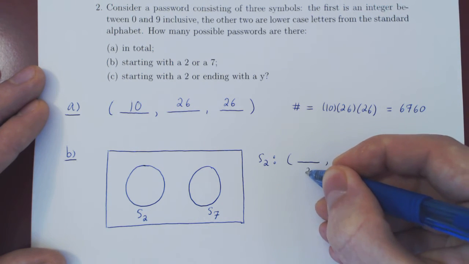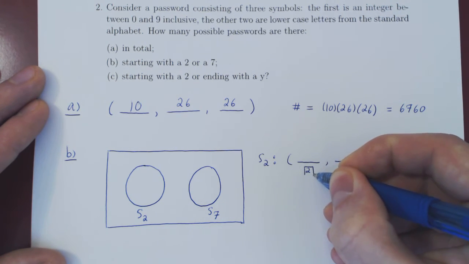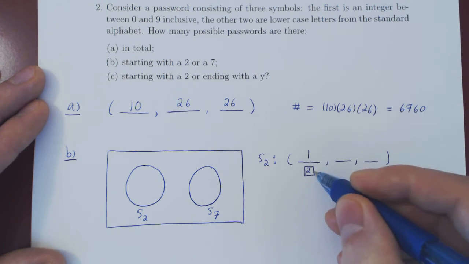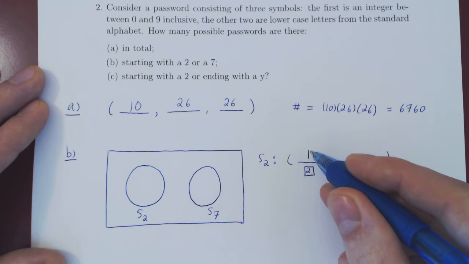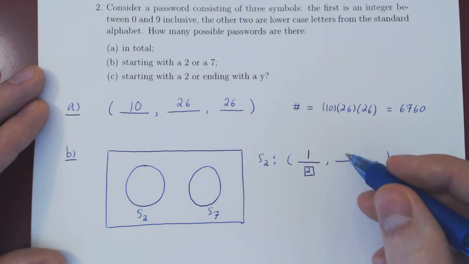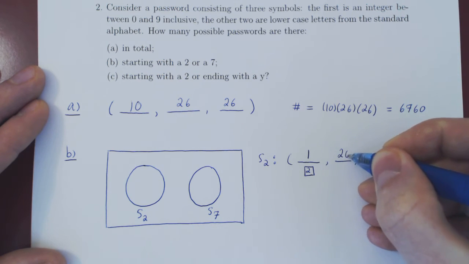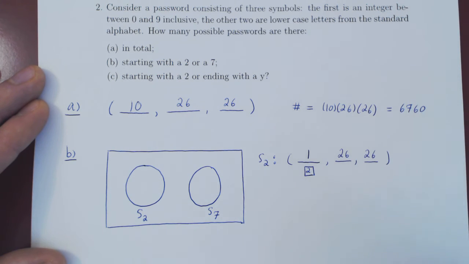The first one is a 2. It has to be a 2. So here we have only one option. The first character is a 2, and that gives us one option. The other 2 symbols can be any given letter. So that's 26 options in each case.